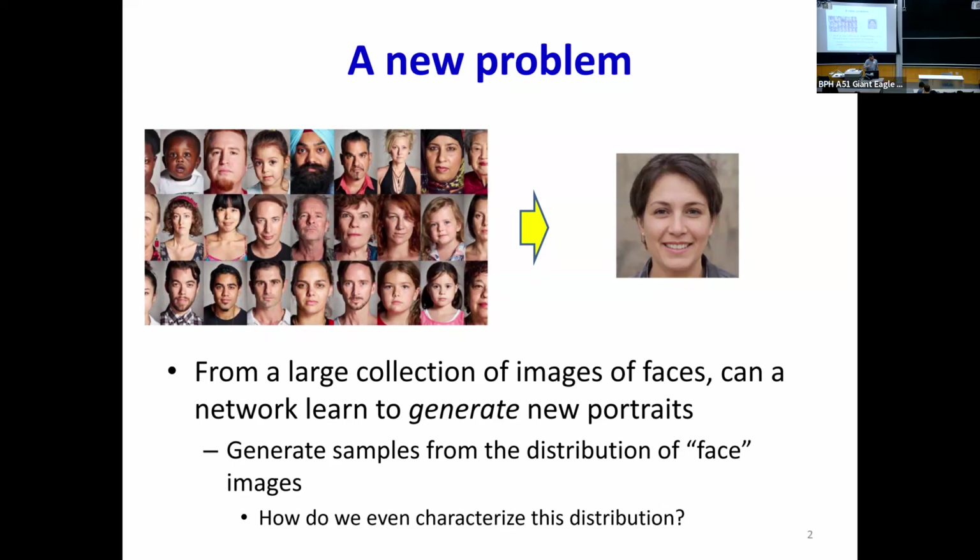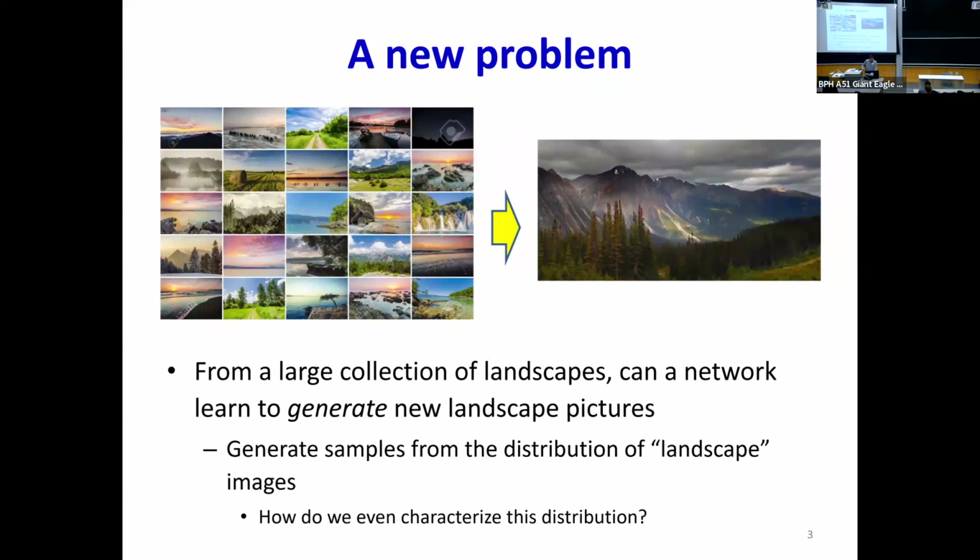So for this, the problem is basically that of characterizing the distribution of facial images and then drawing a sample from this distribution. But then how do you even characterize this distribution? Or for example, you might have a large collection of landscape images, and we want to use these to train the network to generate new images of landscapes. Again, we must characterize the distribution and draw a sample from this distribution. Then how do we characterize the distribution?